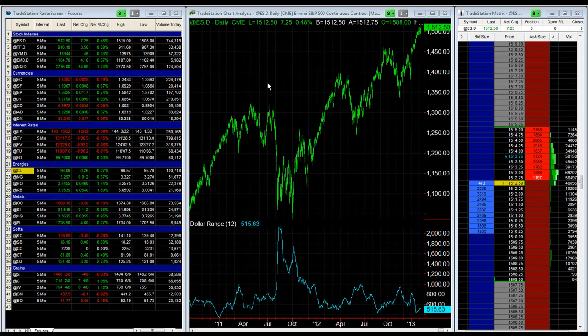We're taking a look at RadarScreen in TradeStation. It's a nice tool, and what I have is a list of futures contracts to use by sector: stock indexes, currencies, interest rates, energies, metals, softs, and grains.